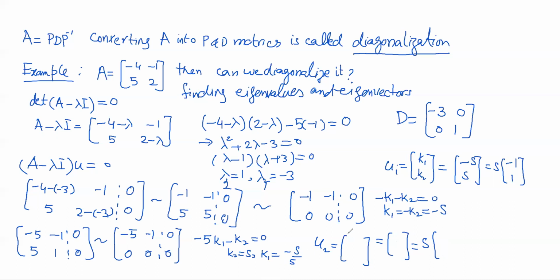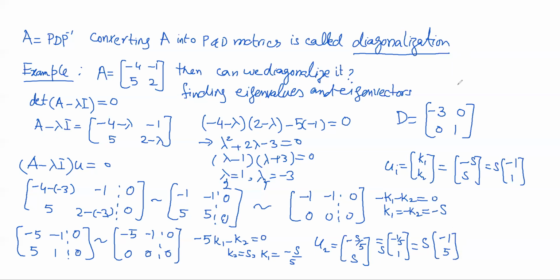So K1 was minus S over 5 and K2 was S. So it is then S over here, S over here. So it is minus 1 over 5 and 1. And then we multiply by 5. So it will be minus 1 and 5.